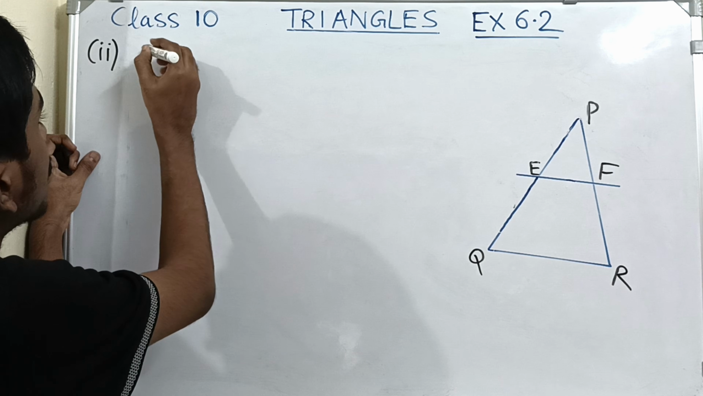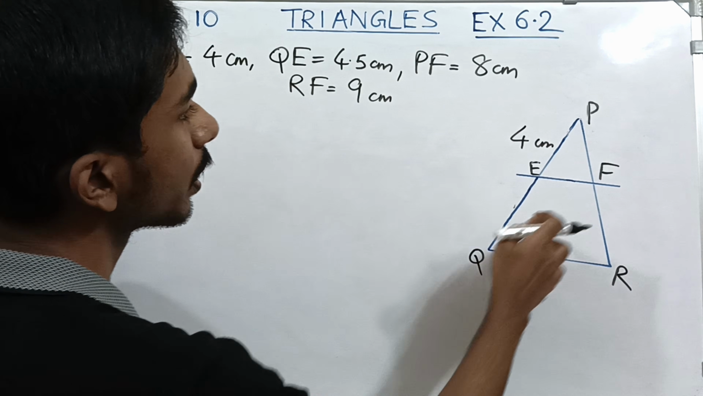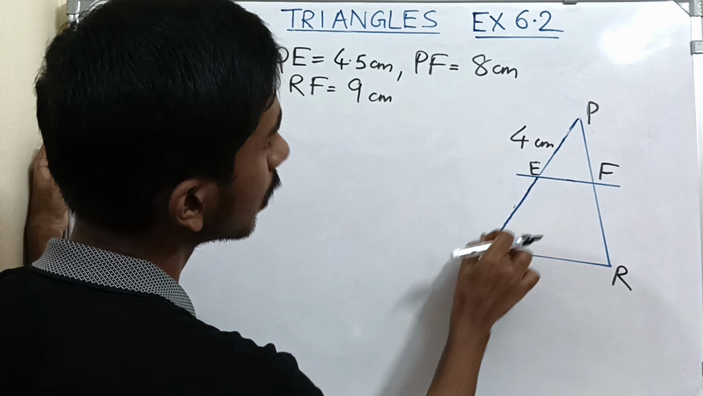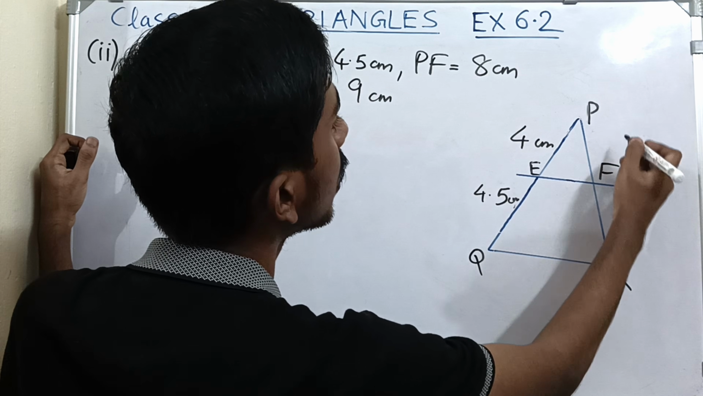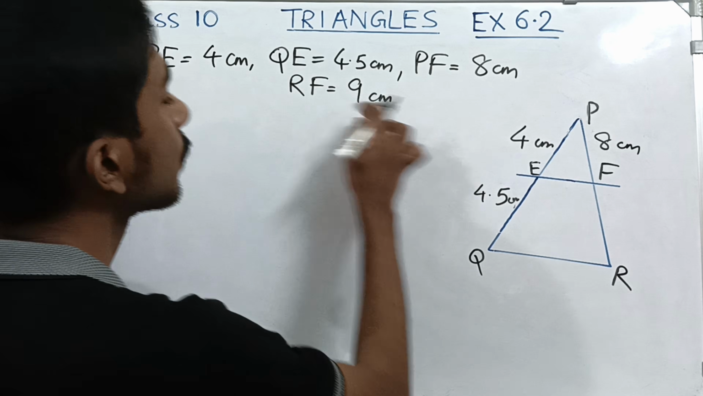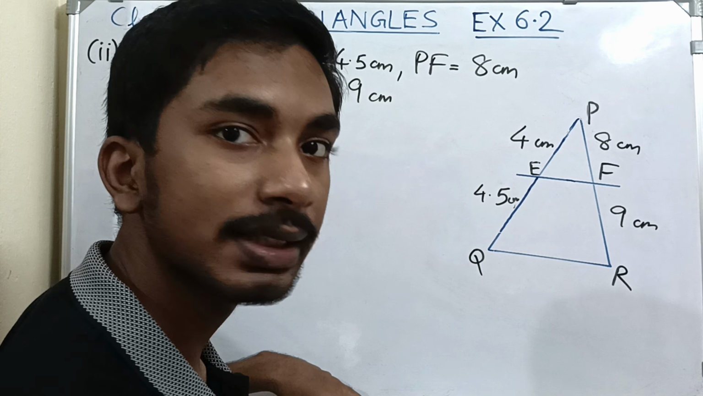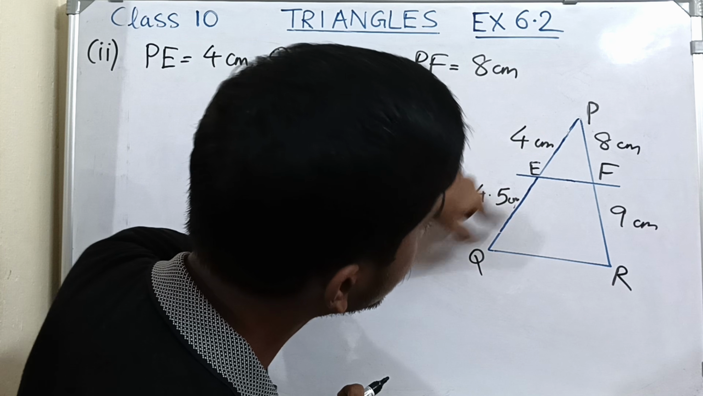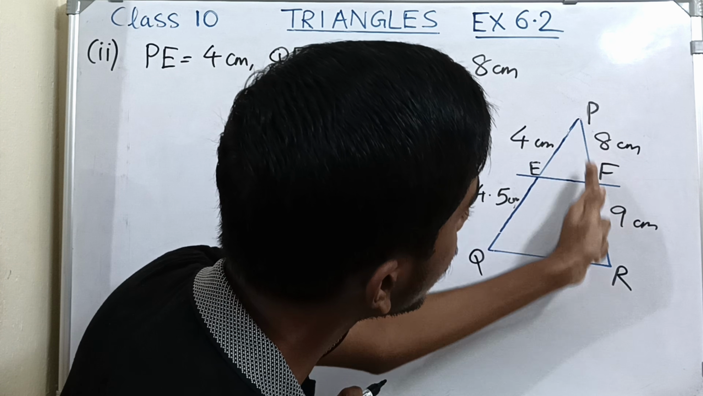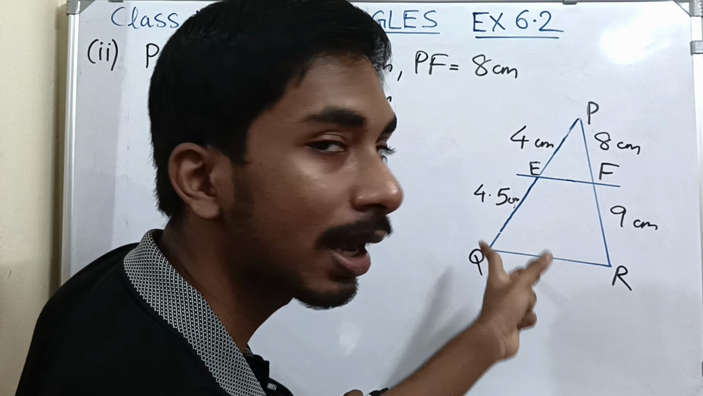In the second subdivision, this line segment PE is 4. So 4 centimeter, mark it there. And QE, that means this line segment, is 4.5 centimeter. Now this line segment PF is given 8 centimeter. RF is 9 centimeter. This line segment RF is 9 centimeter. Now we have to check the ratio. If this part PE by EQ is equal to this right side PF by FR, if that ratio is equal, then we can say EF is parallel to QR.